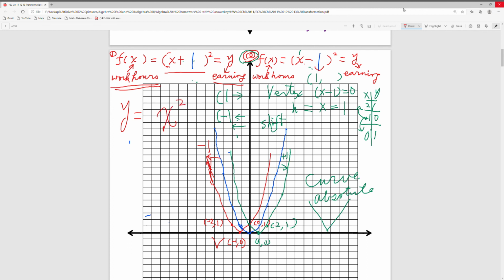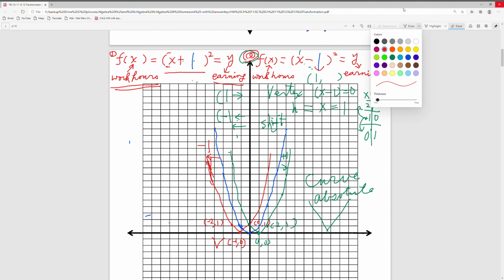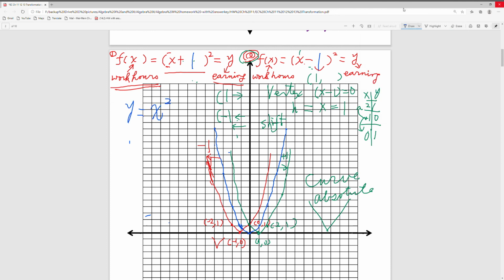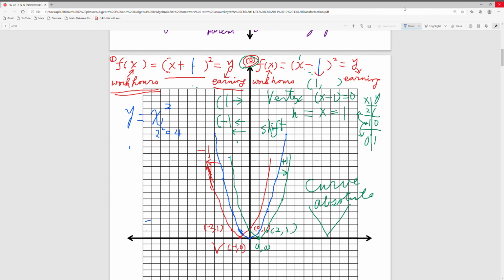that's a blue color, right? Let me change it to blue color. So y equals x squared is the blue color. That's the original. If you work 1 hour, you earn $1. If you work for 2 hours, 2 squared, you earn $4. So pretty obvious.